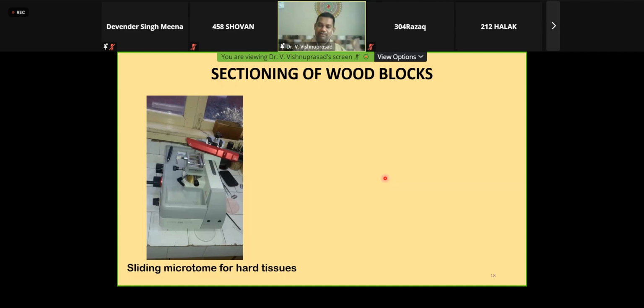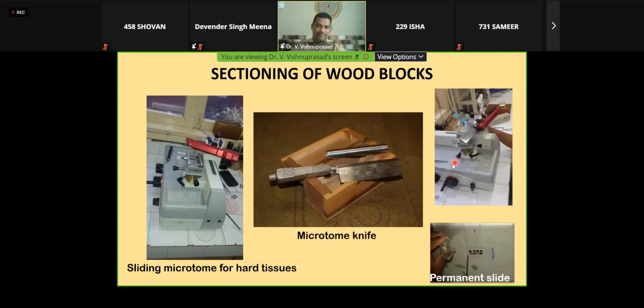Observe carefully how the section is taken and lifted with a brush. Automatically the knob gets moved, you can see. The section is picked up very easily. You can see from the wood a very thin section is picked up. Show once again.